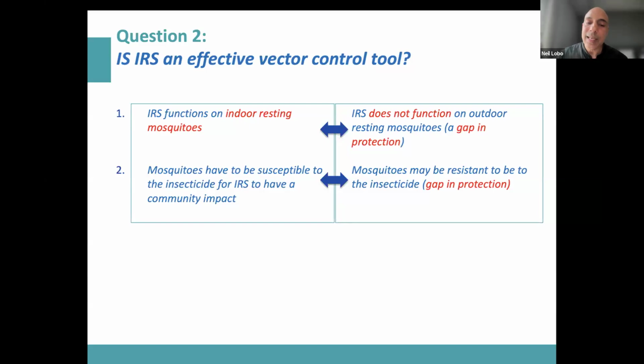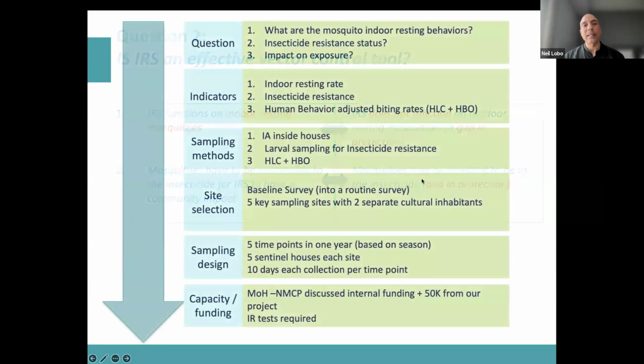We're looking at this the same way we looked at bed nets. Mosquitoes have to be susceptible to the insecticide for IRS to have a community impact. If mosquitoes are resistant, it might not be that effective. And we went through the exact same process. What is the question? What are our indicators? Our sampling methods? To answer, what are the mosquitoes' indoor resting behaviors? We would collect the indicator of indoor resting rate, and we do indoor aspirations inside houses. What is the insecticide resistance status? We'd look at insecticide resistance, and we do larval sampling for insecticide resistance tests with the CDC bottle bioassay.